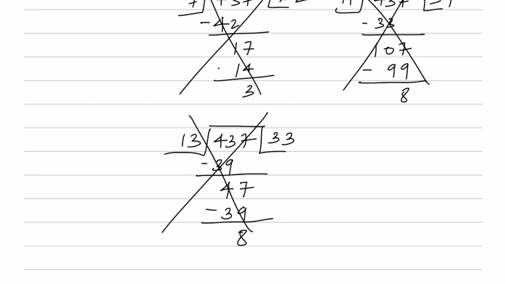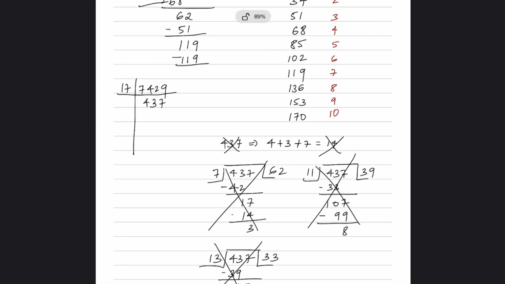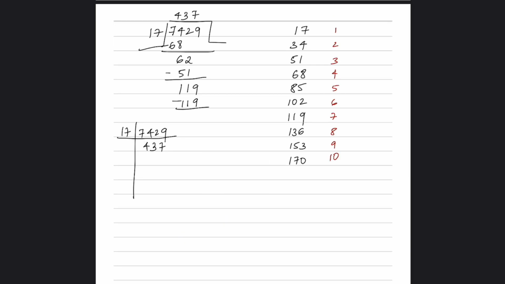So if you see right here, 437 is not divisible by 7. It is not divisible by 11 nor by 13. So the next number that we have to try is definitely 17. So I'll quickly rub all of this together since we don't require this. Next I'll start dividing 437 by 17.